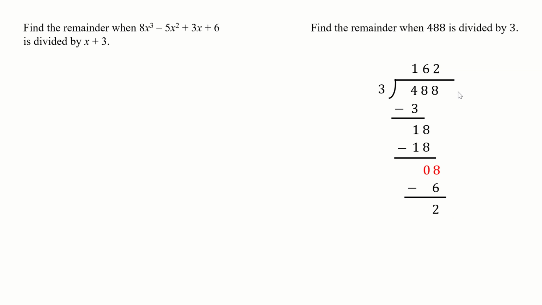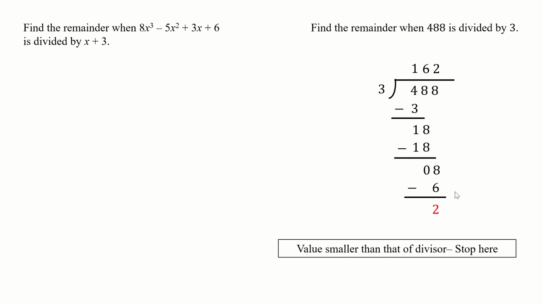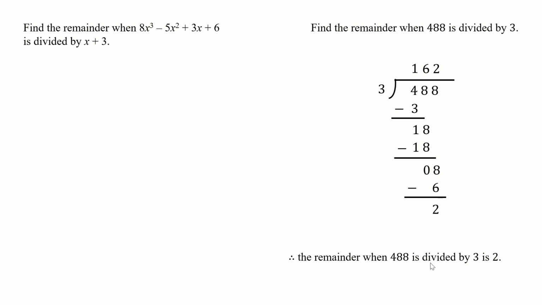There are no more numbers I can bring down here. So I ask myself, do I stop here? There's no way I can multiply some number by 3 so that I get a number less than or equal to 2. So I stop here because the value here is smaller than the divisor 3. And so we say that the remainder when 488 is divided by 3 is 2.